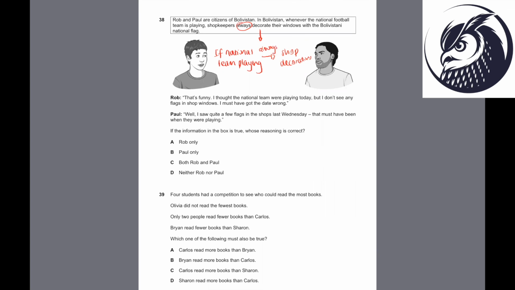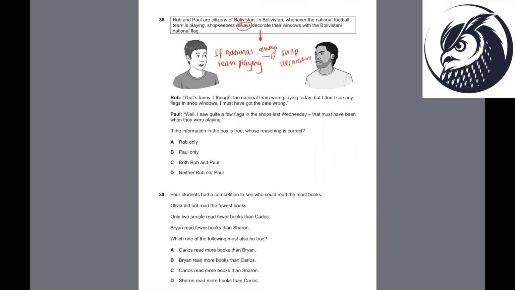Okay, so we know that this relationship is true. If the national team is playing, the shopkeepers always decorate their windows. Again, just remember what I said before, the reverse logic won't always be true. Therefore, just because someone decorates the shop doesn't necessarily mean the national team is playing. They may have just wanted to decorate the shop, right? So be careful of applying reverse logic. It's never true.